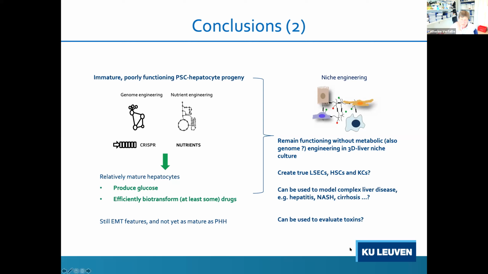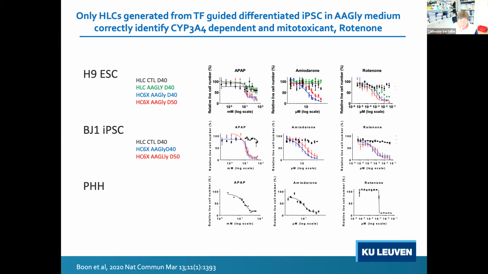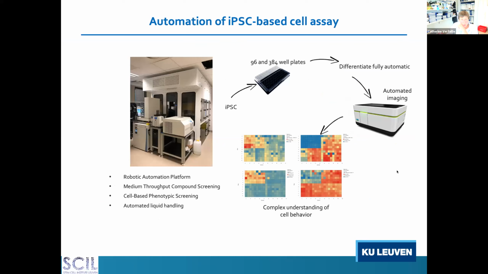And then obviously you will ask, can this be used to evaluate toxins? So for that, we actually optimized both the 2D system and the 3D system to high throughputs. And so we have a fully automated system wherein we can have the robot plate undifferentiated iPS cells in either 96 or 384 well plates, and then do the hepatocyte differentiation fully automatic till day 40 or day 50, obviously then dispense drugs and have automated imaging at the end to try to understand what's going on.